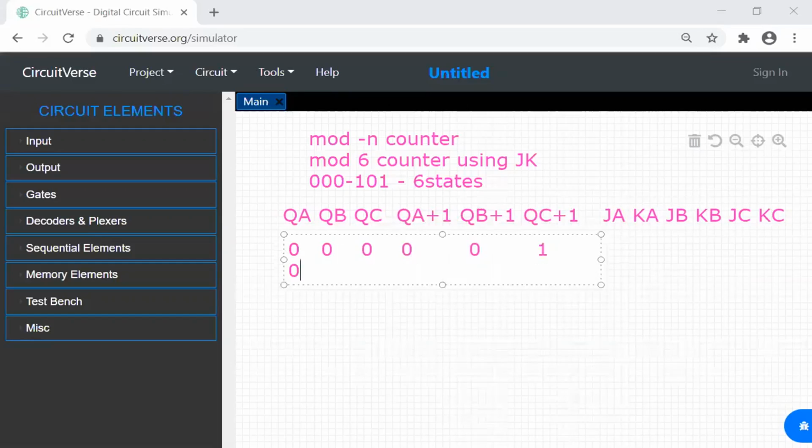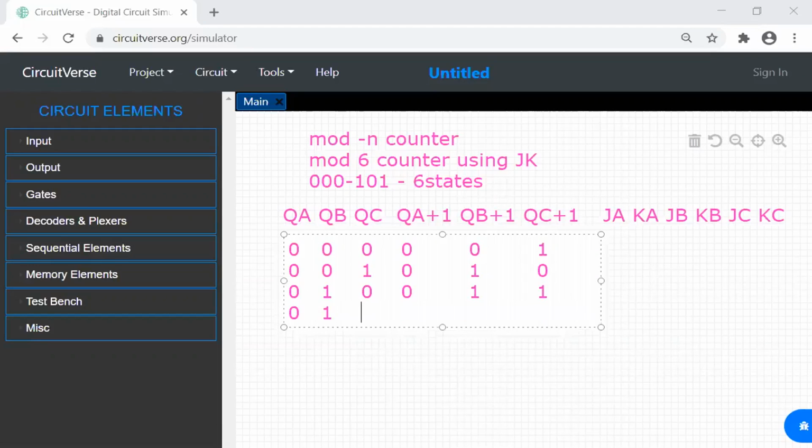Now after 0, 0, 0, the next input combination will be 0, 0, 1. So what will be the output? If your present state is 0, 0, 1, next state will be 0, 1, 0. Next, if the present state is 0, 1, 0, the next state will be 0, 1, 1. What is the next combination? If the present state is 0, 1, 1, what will be the next state?